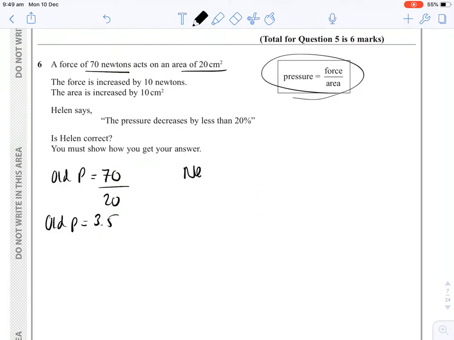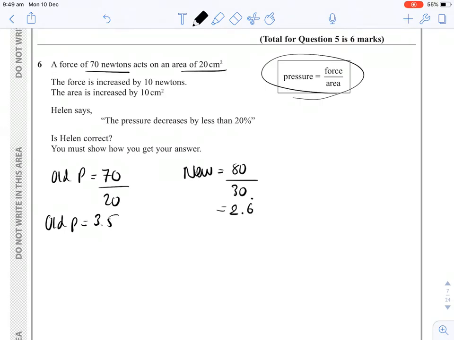Now let's look at the new pressure. If the force is increased by 10, that becomes 80. And if the area is increased by 10, that becomes 30. And that will give us a value of 8 over 3 or 2.6 recurring. That recurring dot is important.